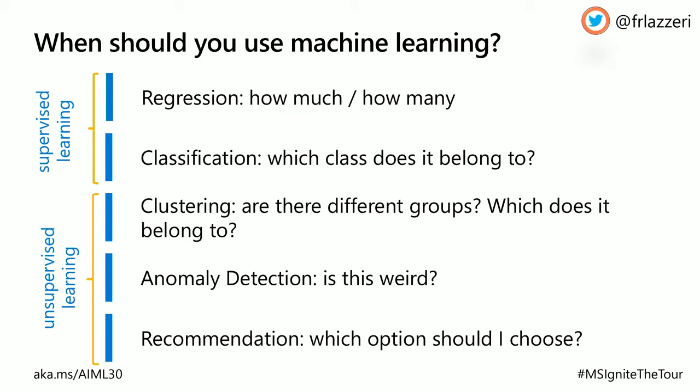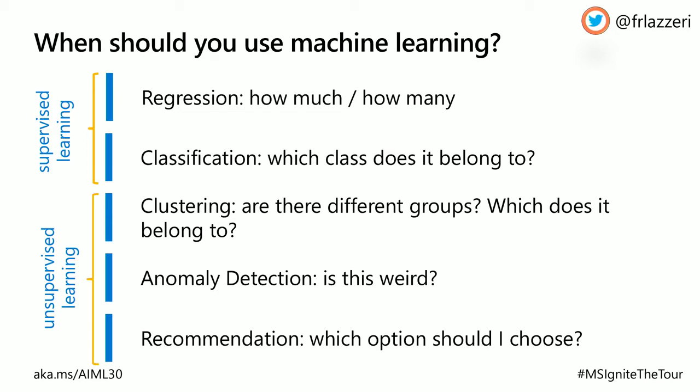Machine learning is divided in 2 big categories: supervised learning, that I mentioned also in my previous slide, and unsupervised learning. There are many, many different types of algorithms, but these are the most important, the more general ones. So the regression, if you want to answer the question, how much, how many sales I'm going to have next week, for example, like our customers, this is the best approach. Classification, for example, which class does it belong to? Is it a cat or is it a dog?